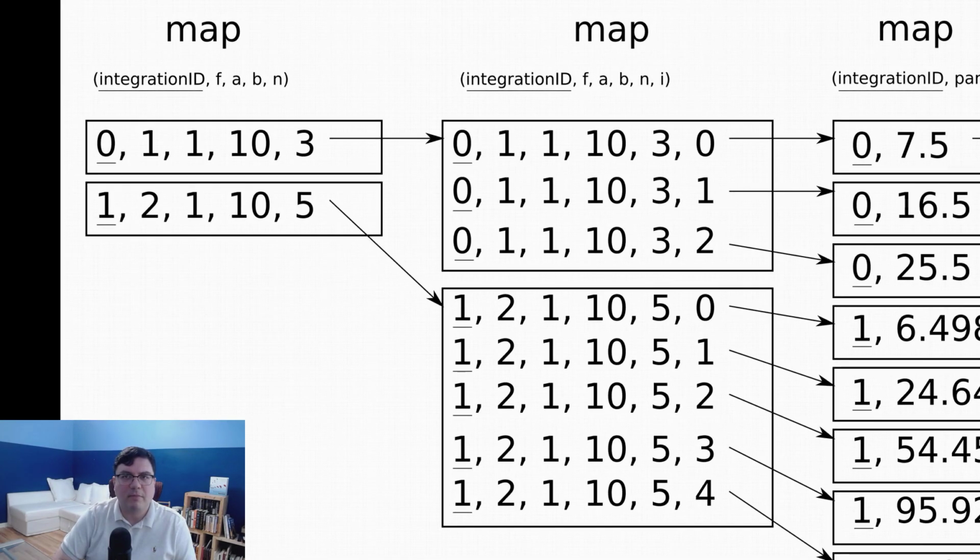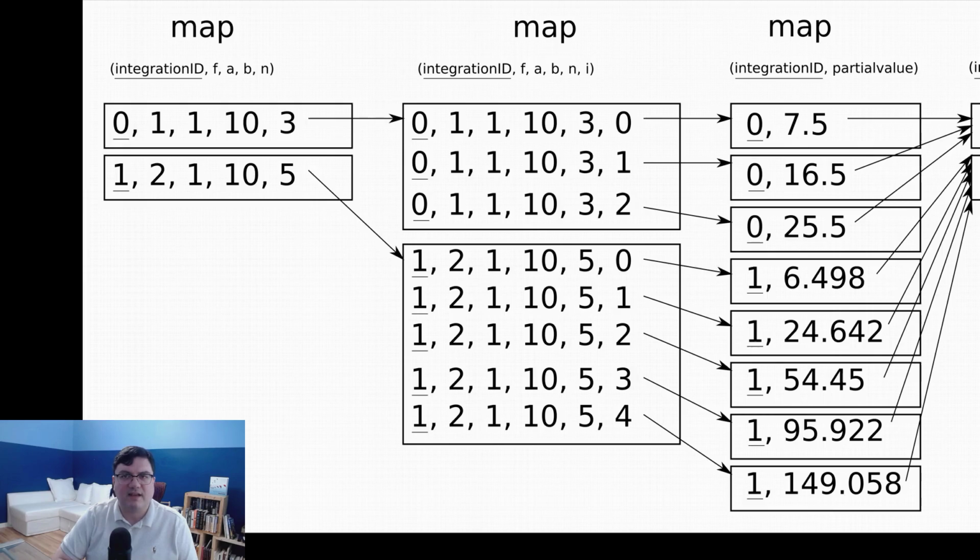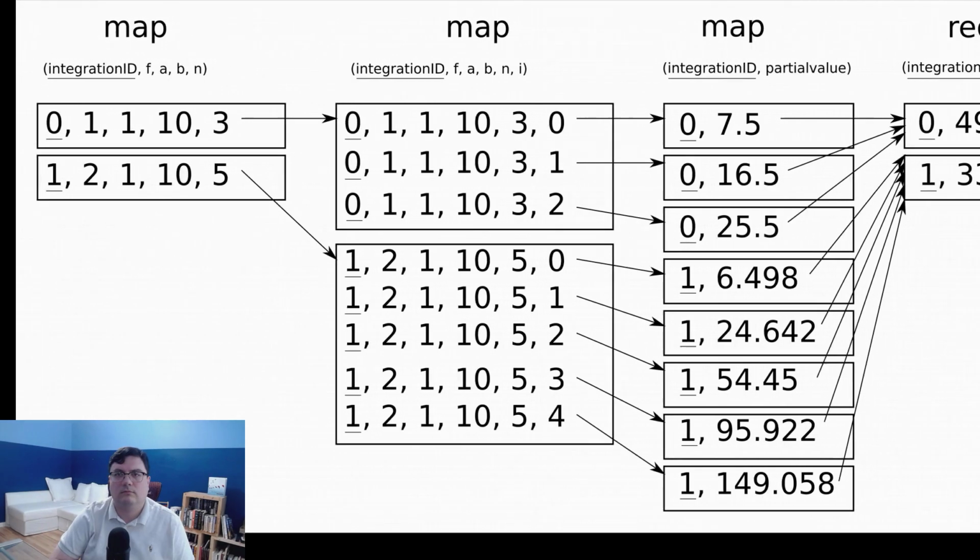The second stage is also a map stage that creates one map task per tuple in the previous collection. Each task creates a tuple for each point of the integration for that integration query. In this example, the first task creates 3 tuples, while the second task creates 5 tuples. The third stage is still a map stage that creates one map task per tuple in the previous stage. This stage computes partial values of the integral and generates tuples keyed on the integral identifier.